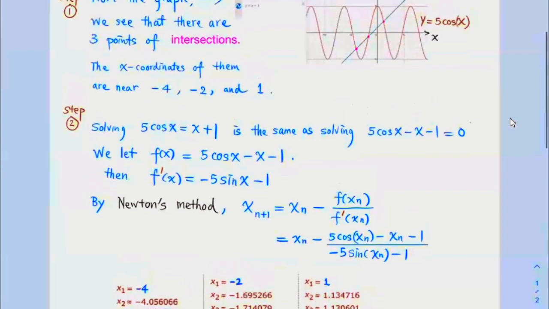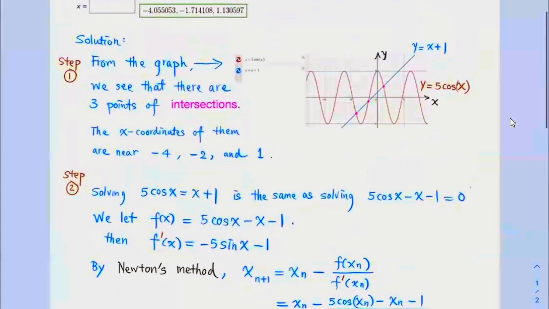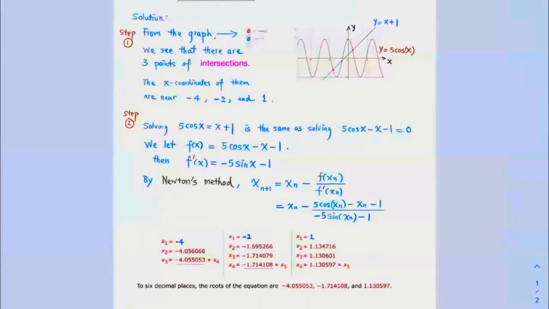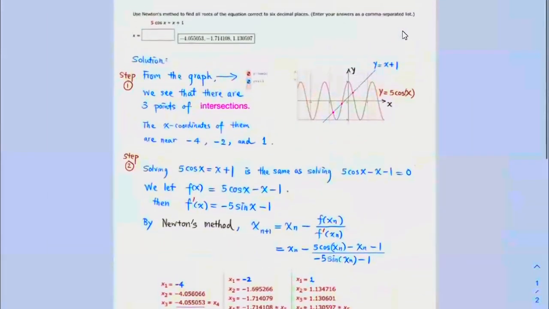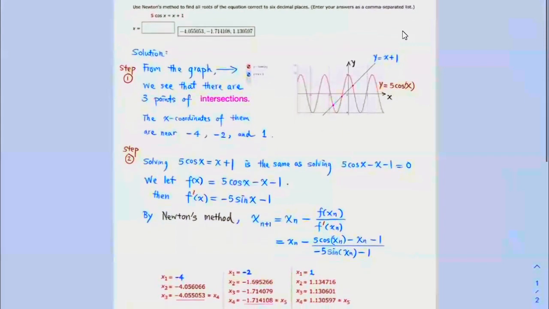So we should have 3 of them. Those are the answers right there. I guess the difficulty for students here is that sometimes they didn't realize that the question says to find all roots of the equation. As you can see from the graph we drew over here, there are 3 intersecting points. So there are 3 solutions. We need to find all of them.